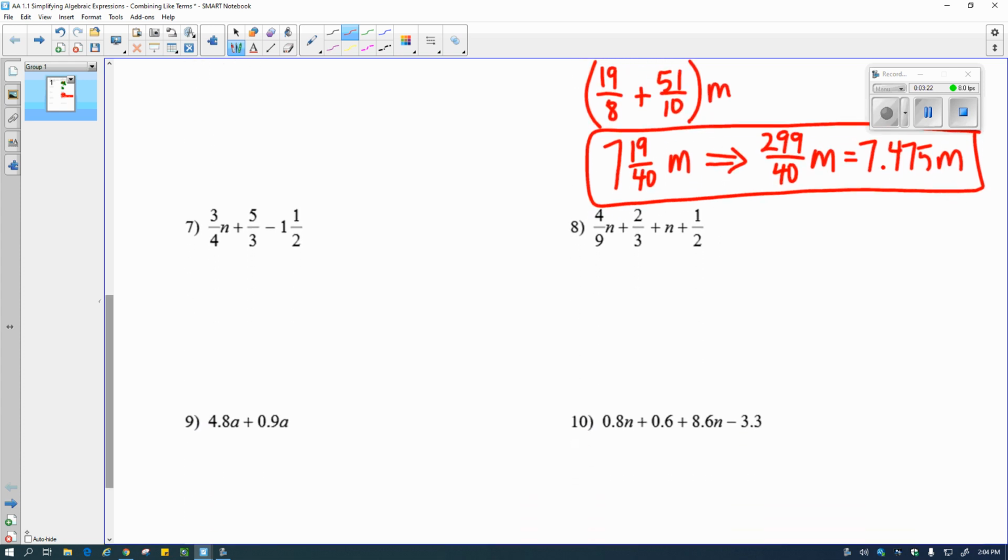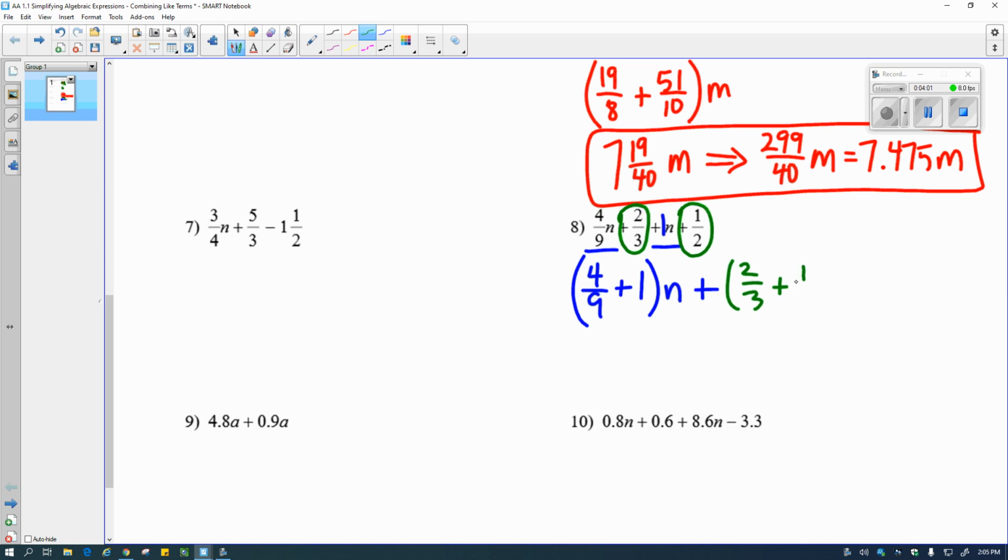So number 8 spices things up a little bit, where I have terms that have letters in them, 4/9 n plus 1n. And then I also have terms that have no letters in them, solid numbers, so plus 2/3 plus 1/2. So again, when I work through this, I'm going to have to do the 4/9 plus 1, and then I'll put an n after that, and then plus, I'll have to do the 2/3 plus 1/2. And again, this is where I can count on my calculator.